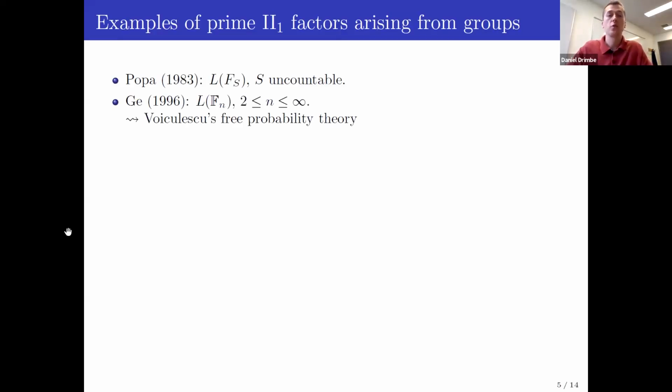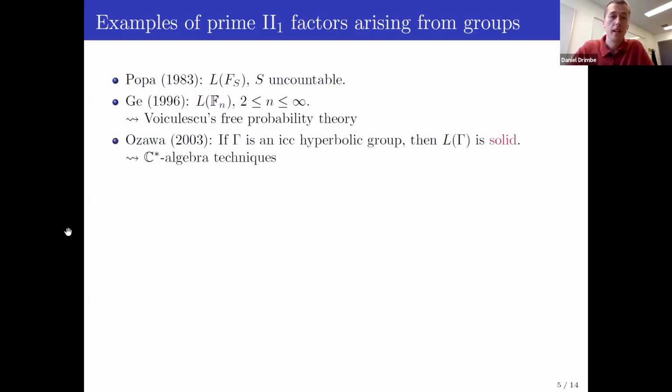It took over a decade to obtain the primeness of the separable free group factors L(F_n) when n is an integer. This goes back to the result of Ge, who used Voiculescu's free probability theory. A few years after that, Ozawa was able to obtain a generalization of Ge's results in two ways. First, he considered not just free groups, but hyperbolic groups. And he obtained not just that the von Neumann algebra is prime, but that it is solid. Solid is something stronger than prime. It means that the relative commutant of any diffuse von Neumann subalgebra is amenable. Ozawa obtained this result by using some subtle C*-algebra techniques.